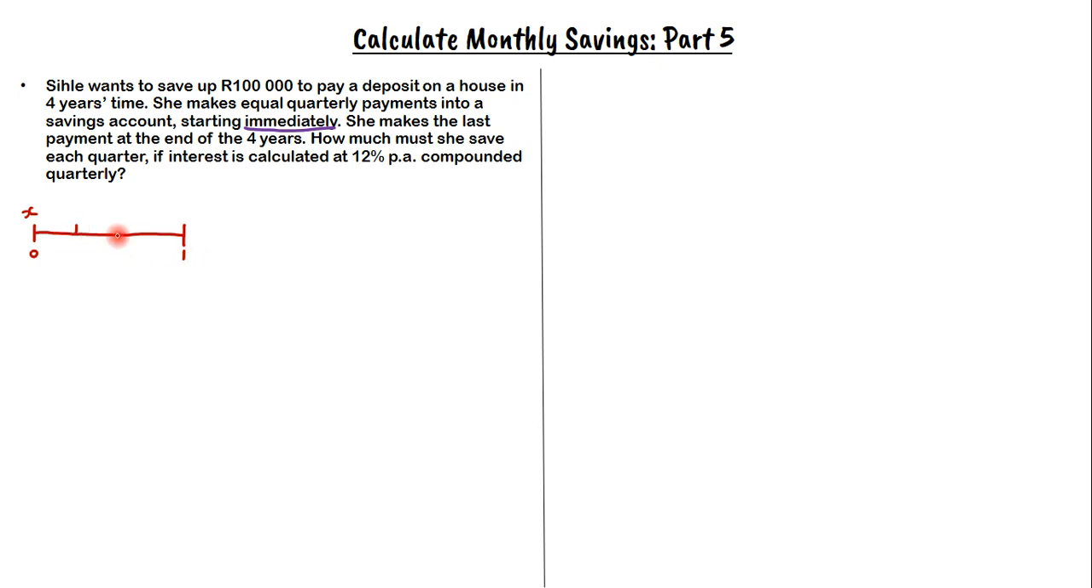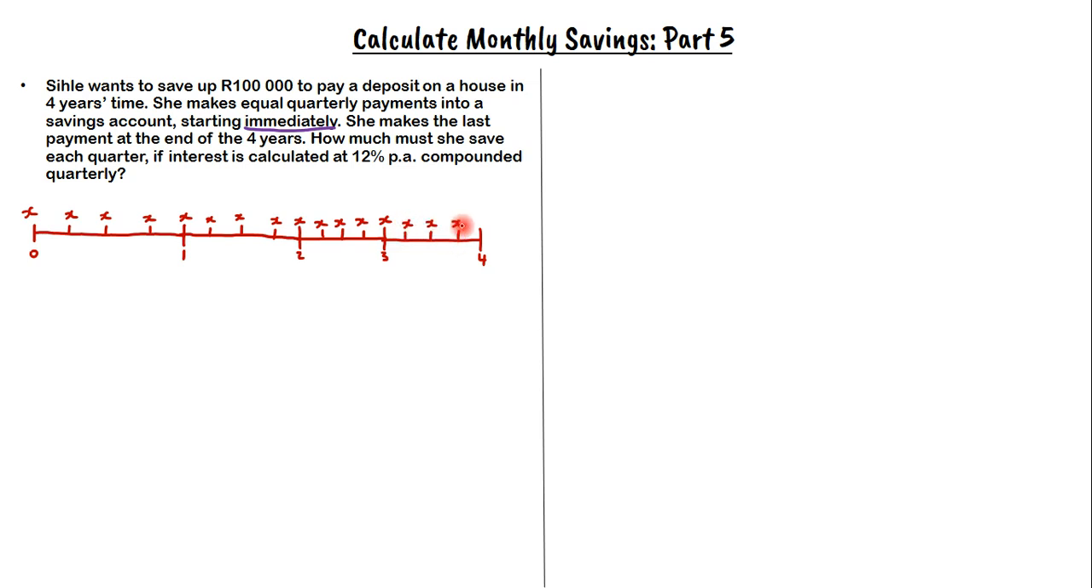So it means in each quarter then, let me just try and make this into quarters. She puts in another X amount of money in each quarter. And then she does the same thing in the second year. She continues putting in the X amount of money, like that. And then same with the third year, she puts in X amount of money. And as for the last year, she puts in the X amount of money.